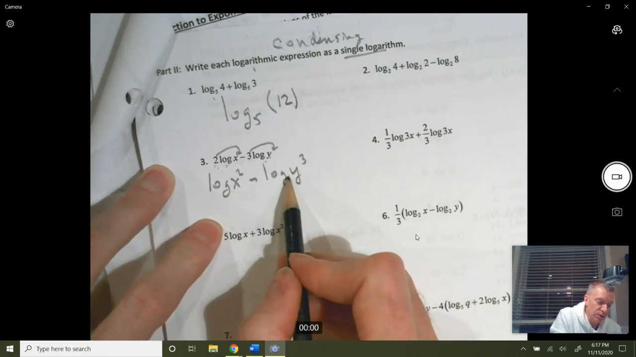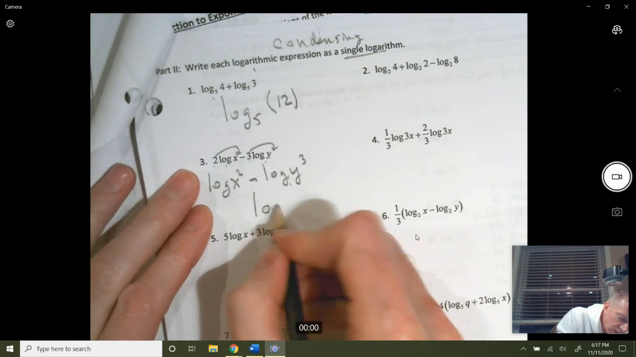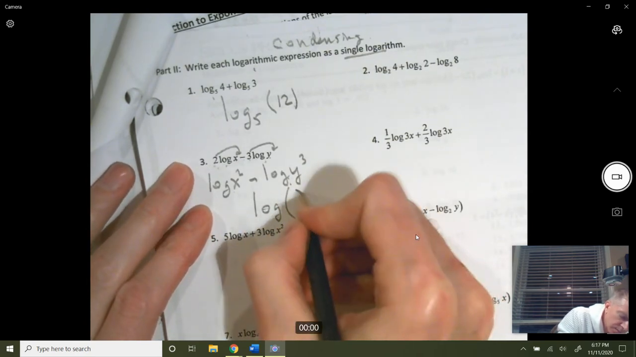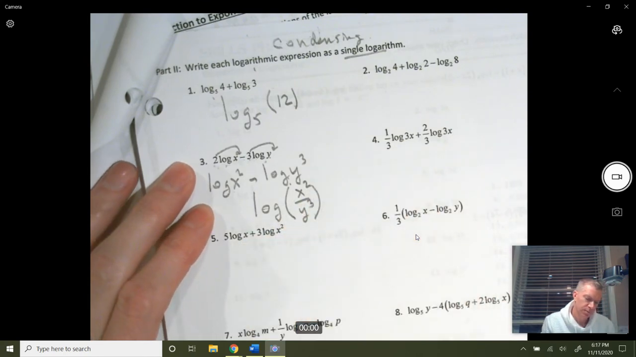Now we're subtracting 2 logs. The bases are the same. They both have a base of 10. So this is going to be log of x squared over y cubed. Okay.